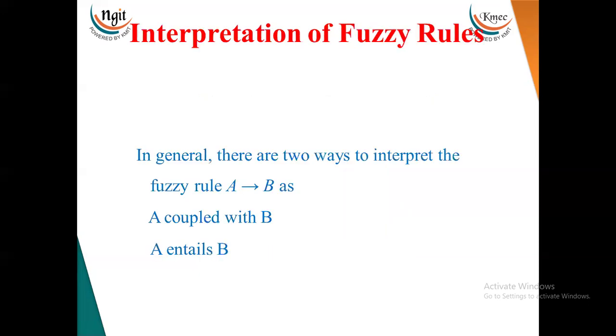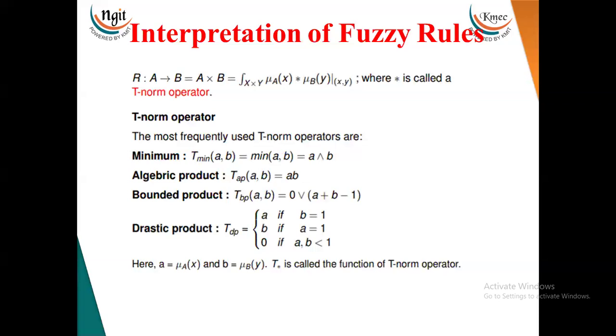So now the interpretation of the fuzzy rules. Rules can be written like this. Fuzzy rule A implies B can be read as A coupled with B, or A entails B. Now we have so many operators or equations for calculating these particular rules. The first one is the T-norm operator. With the T-norm operator, A implies B can be written as A cross B, which can be calculated as mu A of X into mu B of Y.